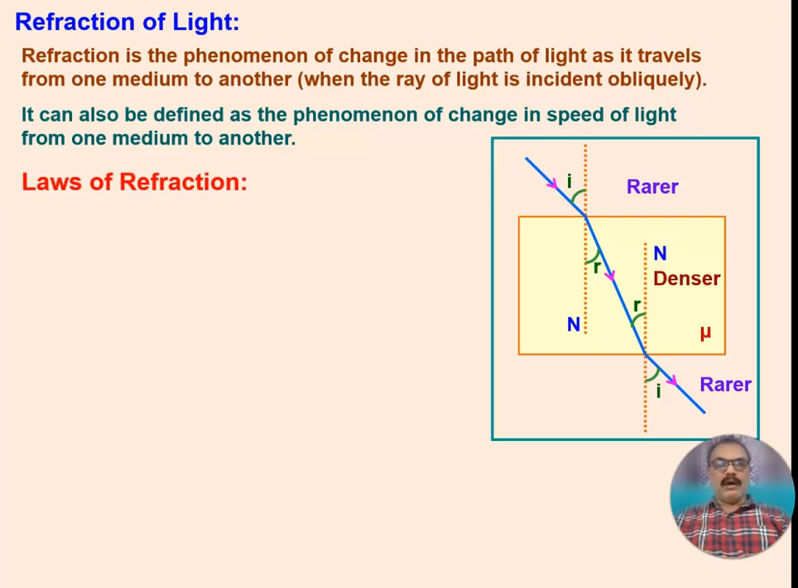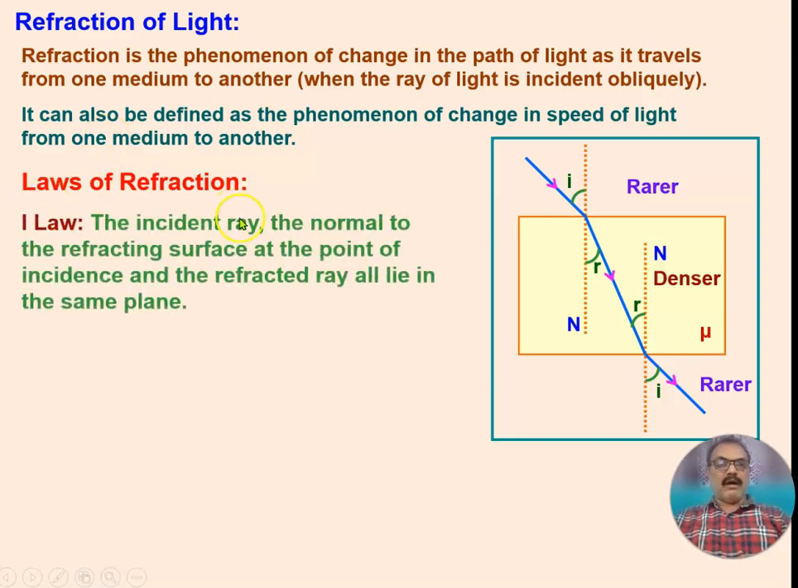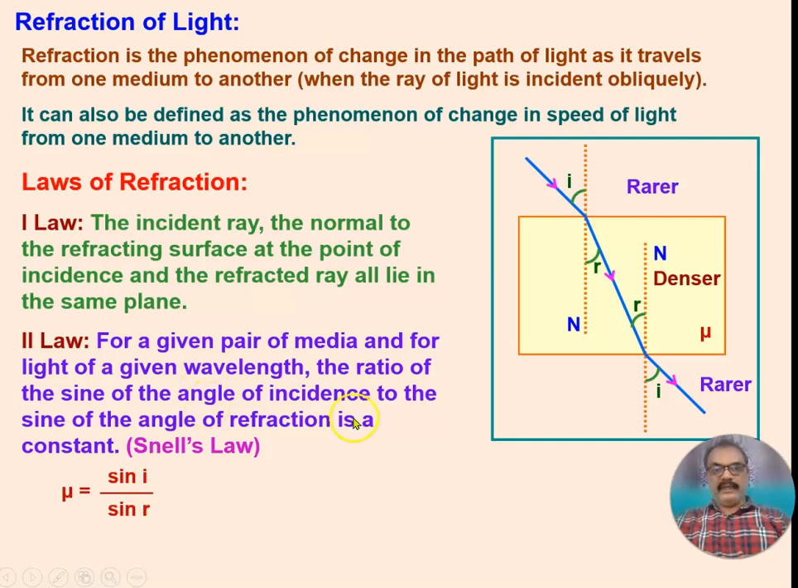And then two laws, as you have seen in reflection, here also the same thing, laws of refraction. First law: the incident ray, the refracted ray and the normal drawn all lie in the same plane. Second law is Snell's law, which gives you the relation between rarer medium and denser medium, that we call refractive index. That is given by Snell's law.